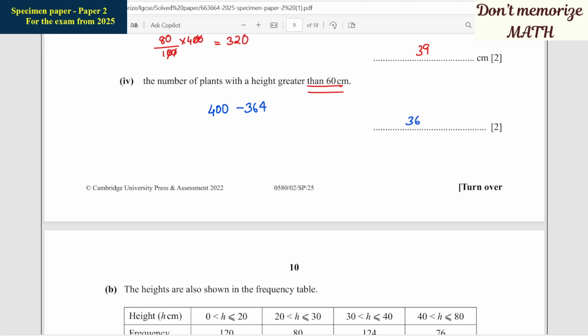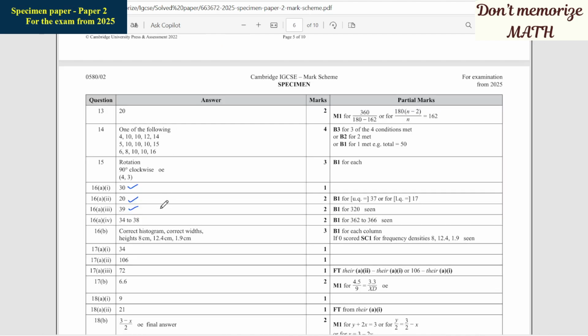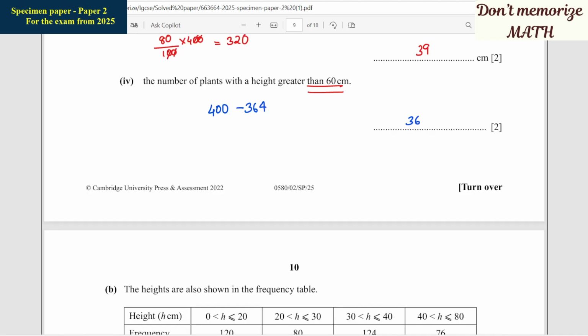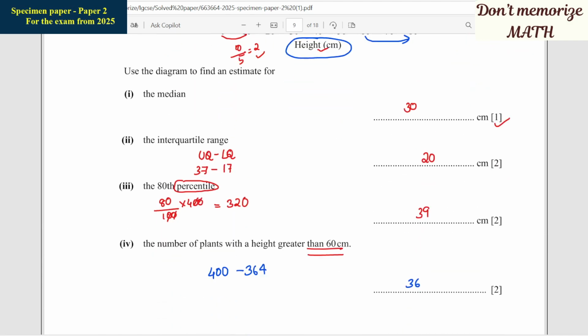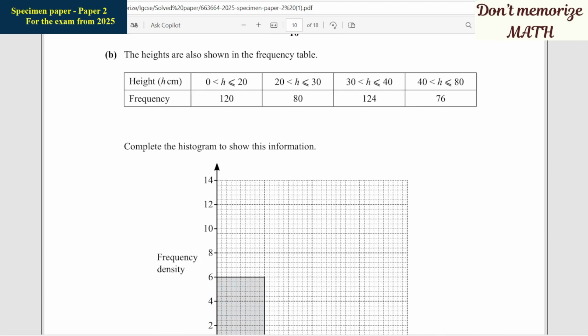Okay. So just see the marking scheme. In the marking scheme we have 34 to 38. So we got 36. So the answer is correct. So 1 mark if you have 362 to 366, you will get 1 mark. The next mark is for the final answer. So I hope this question is clear. So the A part is over. So now we will move to the B part.